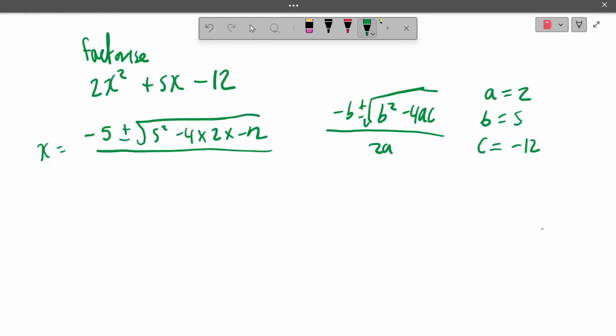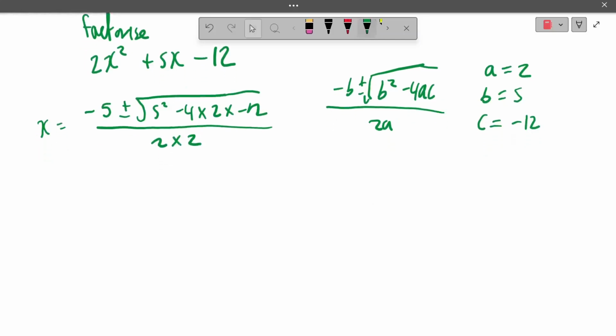So I'm going to plug it into the calculator. We go minus b, which is minus 5, plus and minus the square root of 5 squared minus 4 times 2 times minus 12, all over 2 times 2. And what are we going to get with that? So we've typed that in a calculator, and what we will get is x equals 3 over 2, or x equals minus 4.